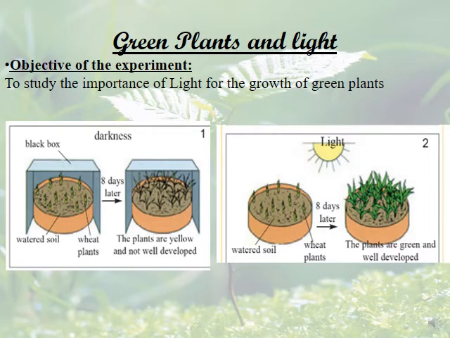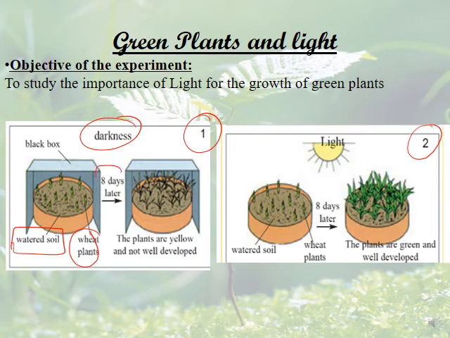Here we move to the green plants and light. The objective of this experiment is to study the importance of light for the growth of green plants. So we have two plants, 1 and 2. Plant 1 is placed in darkness in a black box, with watered soil. These wheat plants, after 8 days, are yellow and not well developed. Whereas in the presence of sunlight, with watered soil, after 8 days we have plants that are green and well developed. So in the presence of light, we have normal growth and development of the green plants.